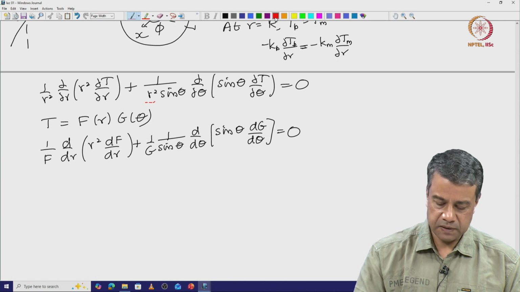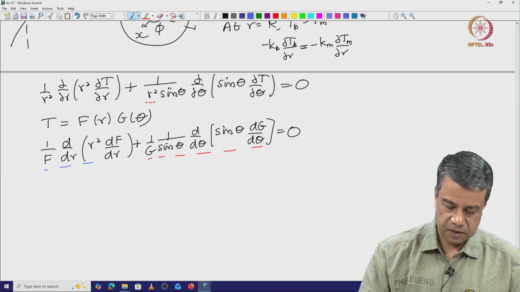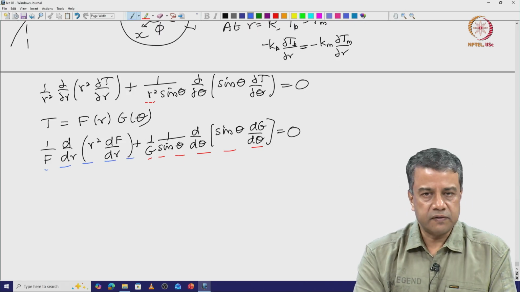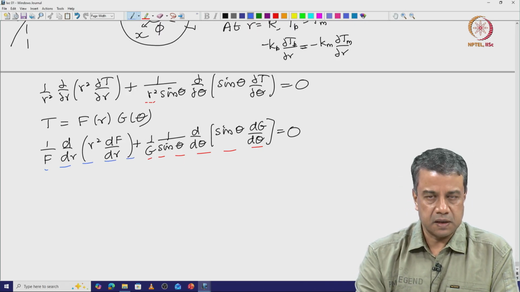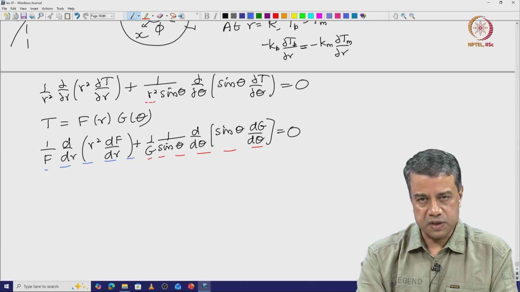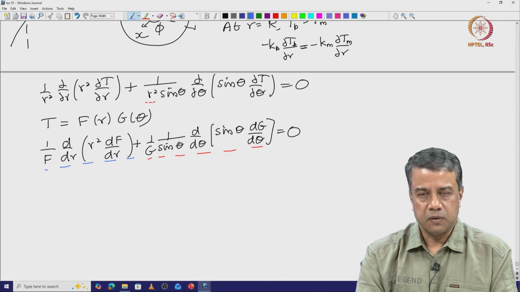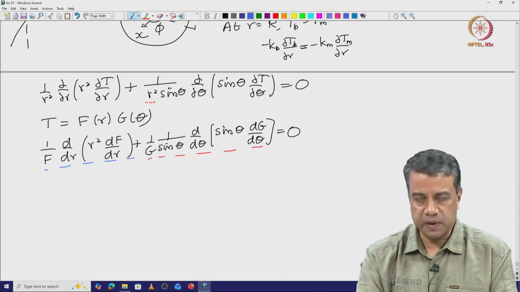So, this equation is in variable separable form. This is only a function of theta, this is only a function of r. Both have to be equal to constants that are equal in magnitude and opposite in sign, so that they sum to 0. Which one should be negative and which one should be positive?